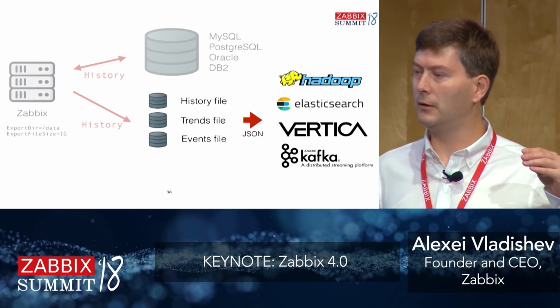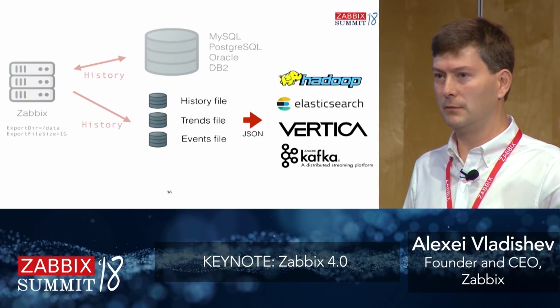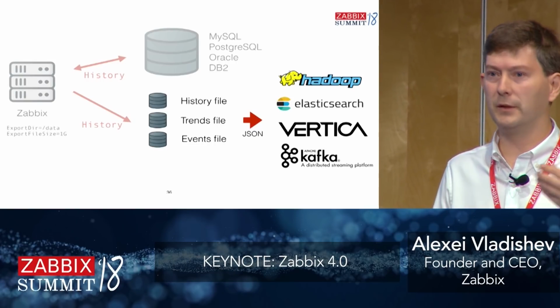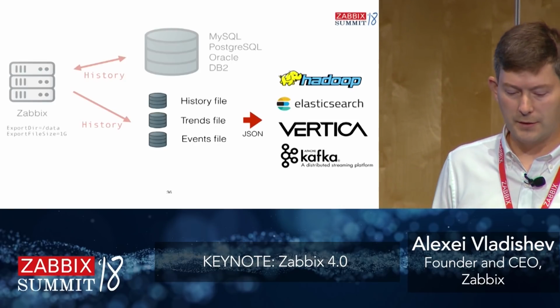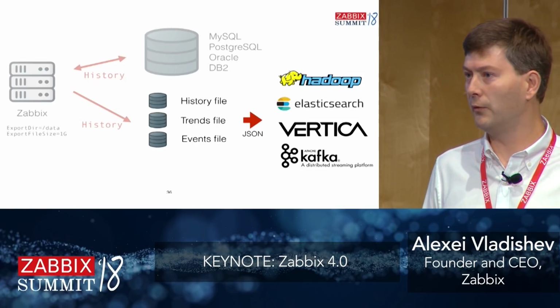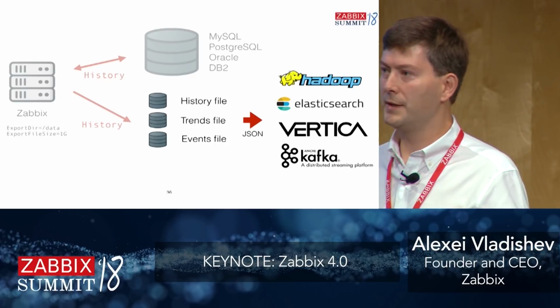So this is basically how it works. Zabbix would write information just as it receives it, basically in real time. It will store it in a relational database. It will store it in history, trends, and events files. So it works for historical data and for events as well.